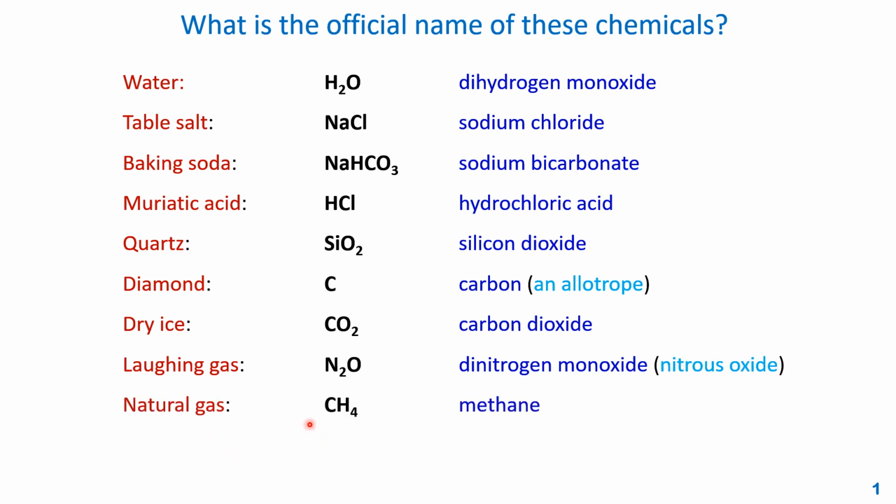Natural gas, CH4. Officially, it's called methane. I have to clarify that natural gas actually is a mixture of methane, ethane, propane, butane, but methane is a major component of natural gas. It's an important fuel.